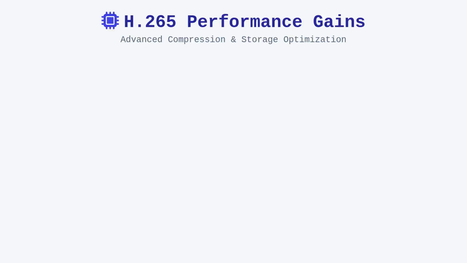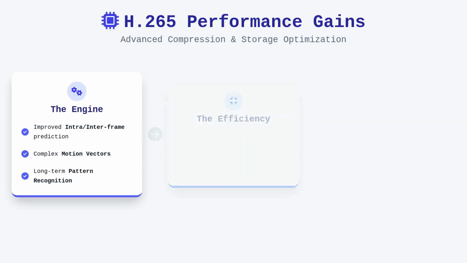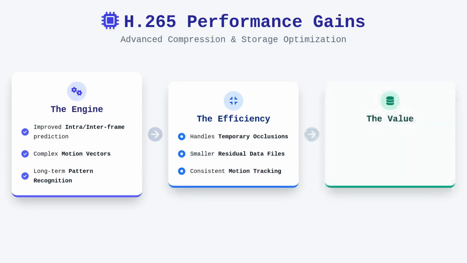Beyond spatial partitioning, H.265 achieves its performance gains through improved intraframe and interframe prediction models that utilize more complex motion vectors. By effectively recognizing patterns across a longer timeline, the algorithm can better identify temporary occlusion or consistent motion, leading to smaller residual data files after the prediction step. These mathematical enhancements allow Axis systems to store significantly more footage on the same physical hard drive space, which directly translates into lower total cost of ownership for the client.